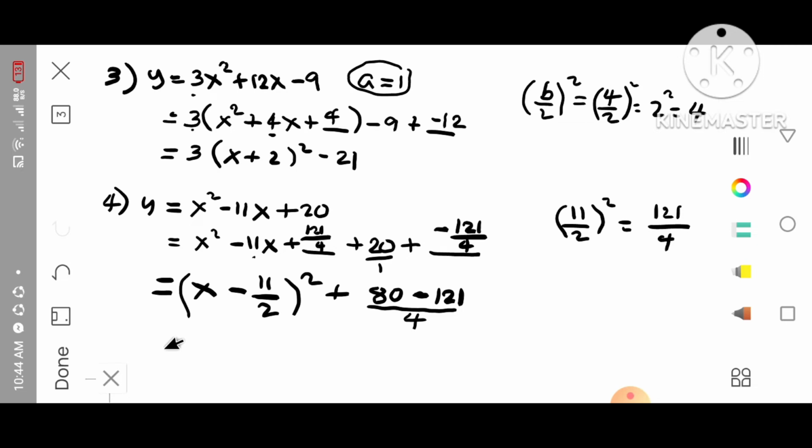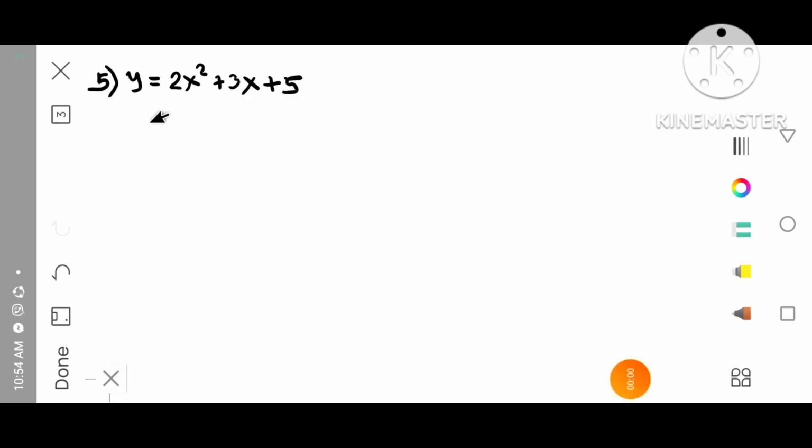Okay? Oh, and then just copy x minus 11 over 2 squared. Okay. Now 80 minus 121 is negative 41. Okay, over 4, and that's it. Okay, let's go to number 5.